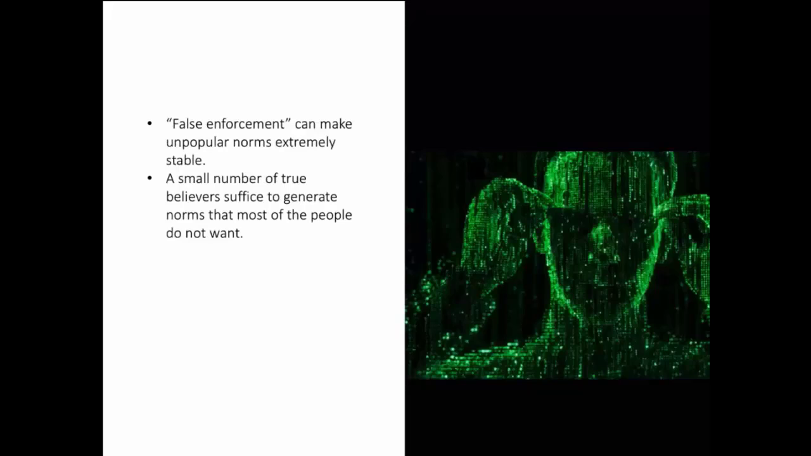So they built that into this model, and they show that false enforcement can make unpopular norms extremely stable. A small number of true believers can suffice to generate norms that most of the people do not really want. And immediately you can think of something like prohibition in the United States, which a small number of people wanted, highly religious groups who said it's the devil. It's a small fraction of the overall population, but still it led to a norm that people not only followed, and Congress voted for, but people also enforced and punished others for drinking alcohol, even though they personally would have loved to have the odd pint here and there.